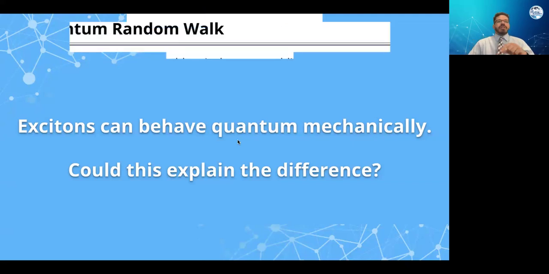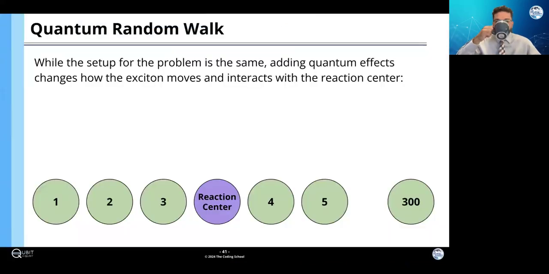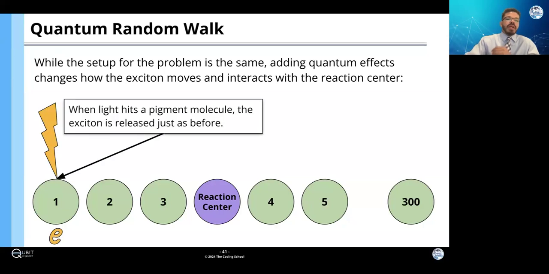Okay, so let's consider a quantum random walk. Now, the setup for the problem is going to be the same, right? None of the players have changed. We still have our excitons, we still have our pigment molecules, we still have a reaction center. But quantum effects are going to change how the exciton moves and interacts with the reaction center. So we can think of light hitting a pigment molecule, creating a discrete exciton, just as we did before.